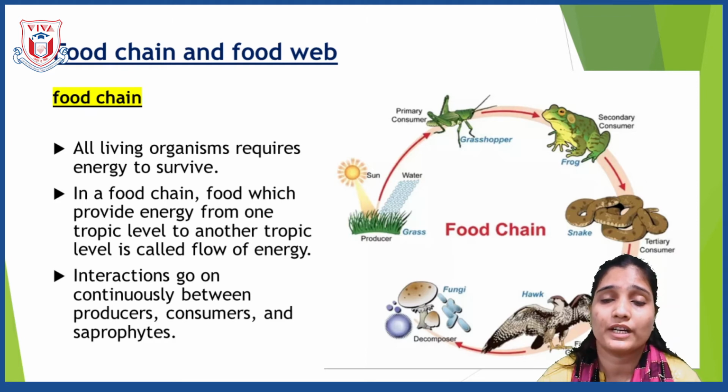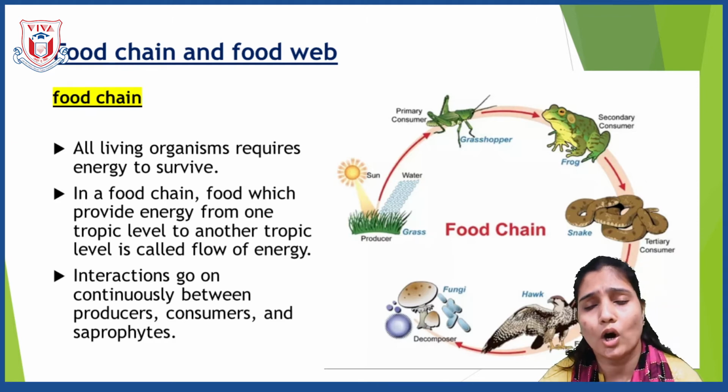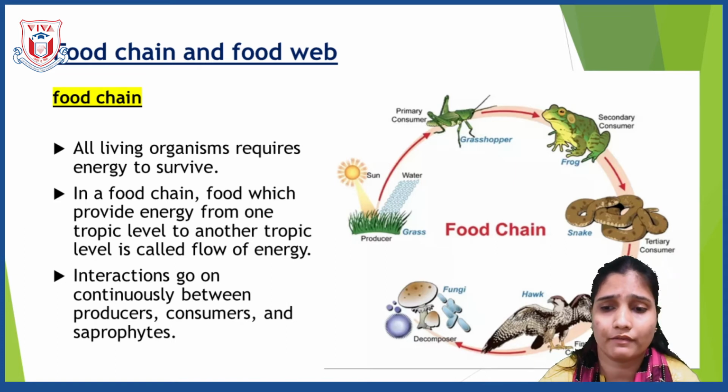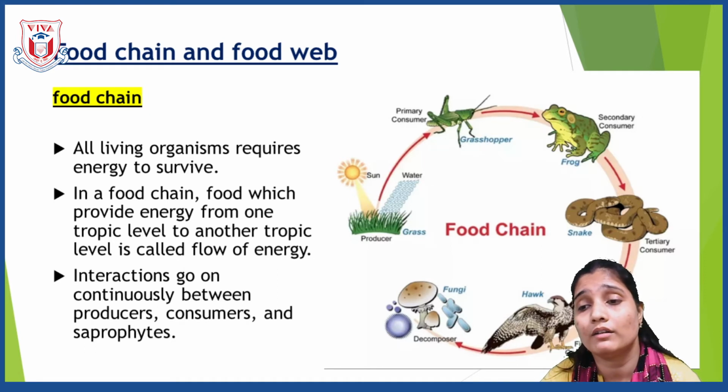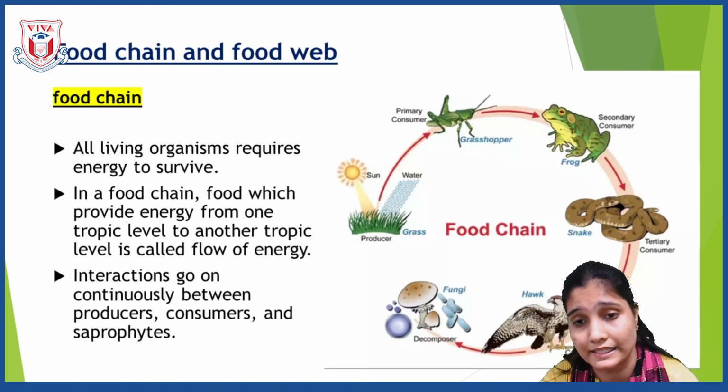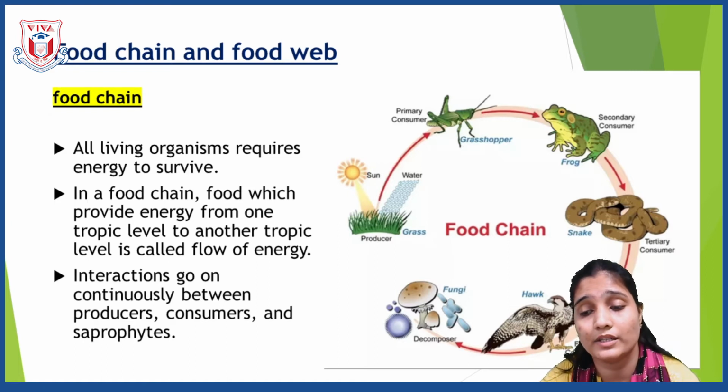Let's start with food chain and food web. In food chain, all living organisms require energy to survive. Here, producer means grass. Grasshopper is dependent on grass for its food. Frog is dependent on grasshopper for its food. Snake is dependent on frog for its food. And finally, eagle is dependent on snake for its food. And when eagle dies, its body is decomposed by the fungi and bacteria.